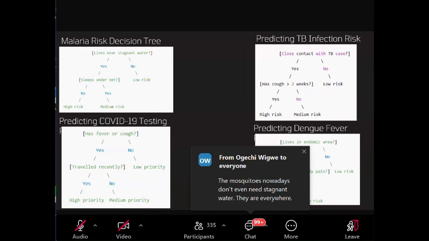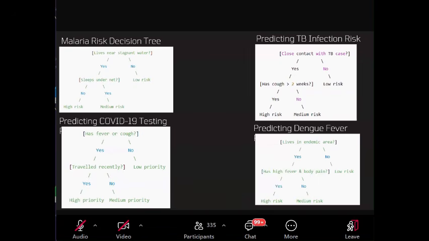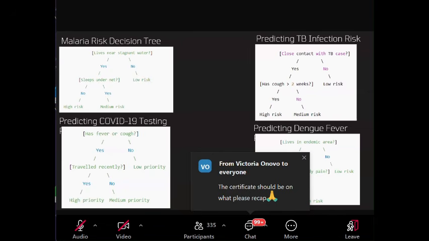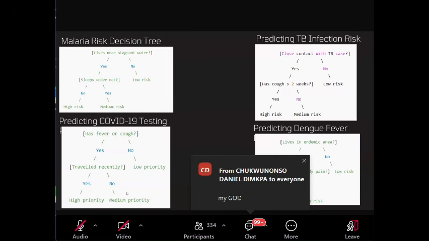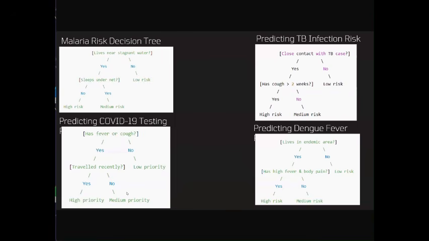Someone was saying the mosquitoes nowadays don't even need stagnant water. They are everywhere. Okay, but we are trying to be scientific. Ogechi Wigwe, we are trying to be scientific, and scientifically, we know based on textbooks that mosquitoes live in stagnant water. So let's stay there.